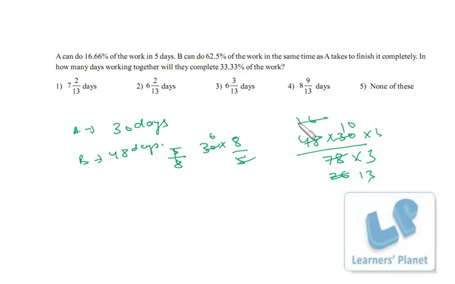So it is 24. Okay, so it is 80/13. So 13 sixes are 78. So 78 plus 2, 80/13. So 6 2/13. Okay.